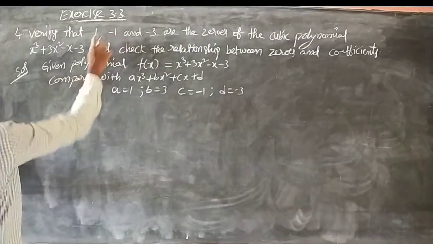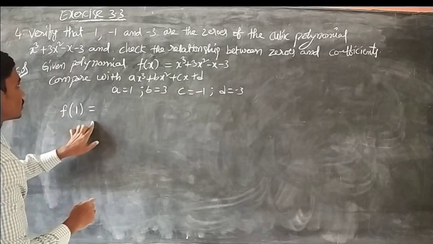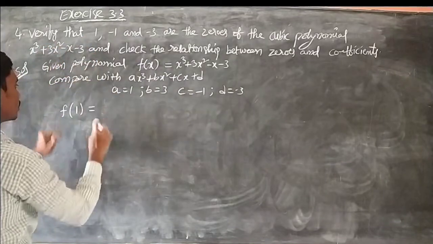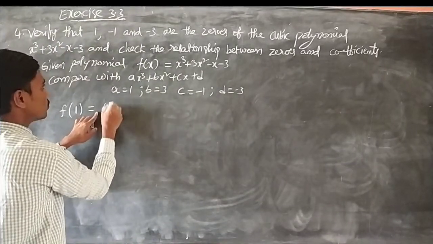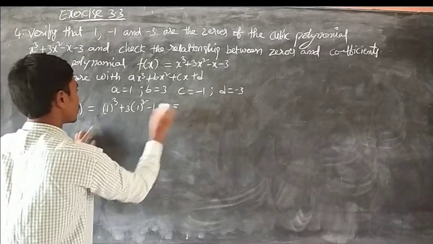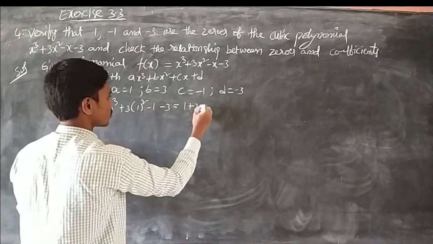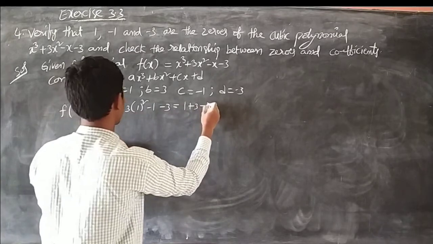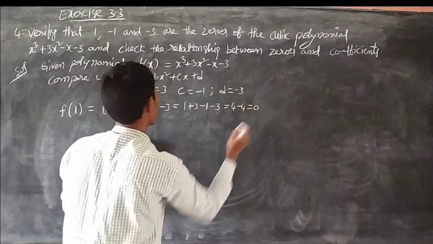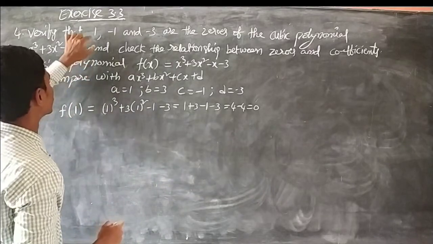We need to verify that, which means f of 1: if f of 1 in this expression gives 0, then that is a zero of the polynomial. So 1 cube plus 3 into 1 square minus 1 minus 3. 1 cube is 1, 3 into 1 square means 3, minus 1 minus 3. 4 minus 4 is equal to 0. f of 1 is equal to 0, so 1 is a zero of this polynomial.